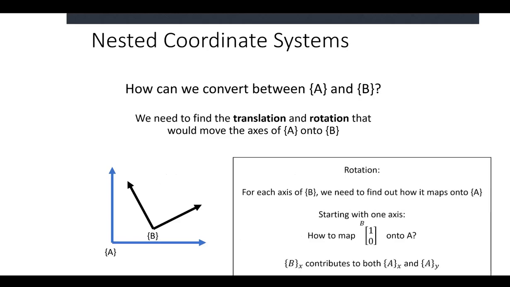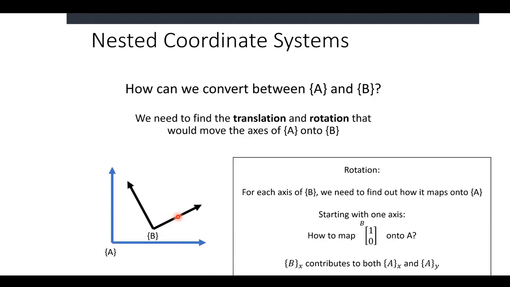So for each axis in this frame B, we just have to figure out how to map it onto frame A. So we'll start with just one axis in this example. If I have the point (1, 0), that's 1 unit up my x-axis, or my first axis of B, and 0 units up my other axis of B. Let's say I'm going to end up over here.